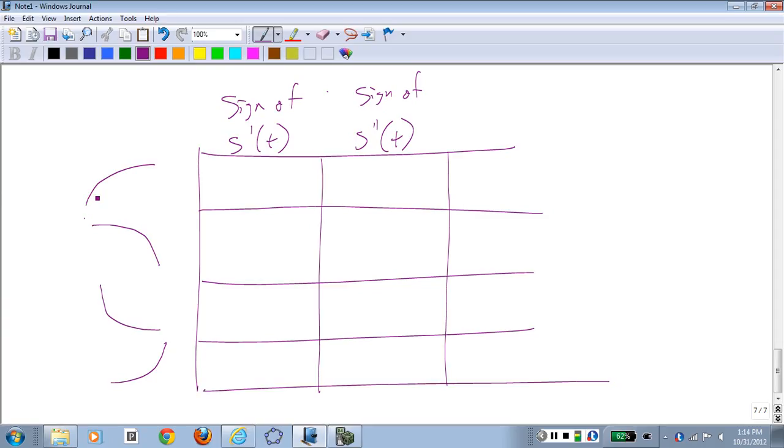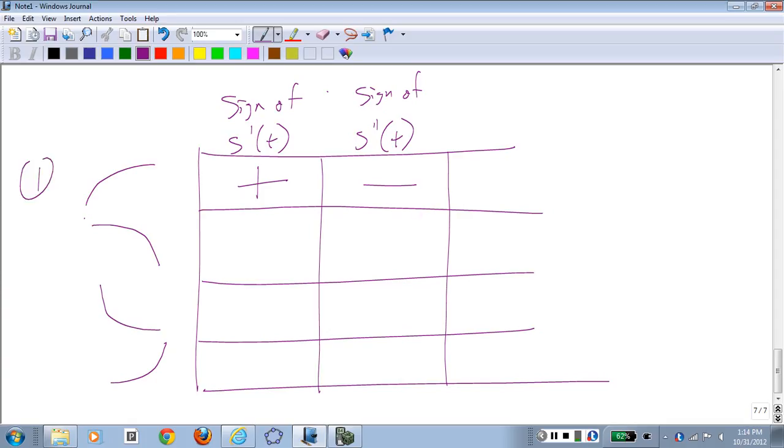Here, is the function increasing or decreasing? It's increasing, so the first derivative is positive. Is it concave up or concave down? Down. Concave down, so the second derivative is negative. Sign of s prime. This next one.